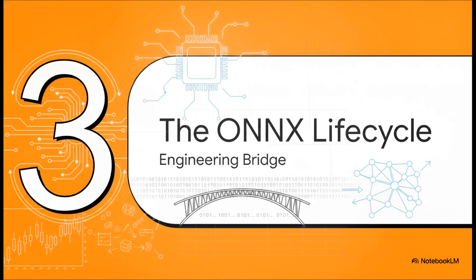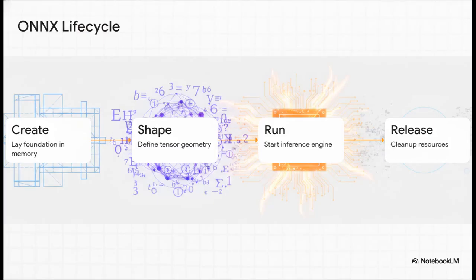Moving on to Section 3, the engineering bridge. The ONNX lifecycle. Now that our data structure is solved natively, we need to architect the professional lifecycle of our ONNX model inside an expert advisor. Every robust AI trading system follows 4 specific architectural pillars. Step 1, create, laying that mathematical foundation.